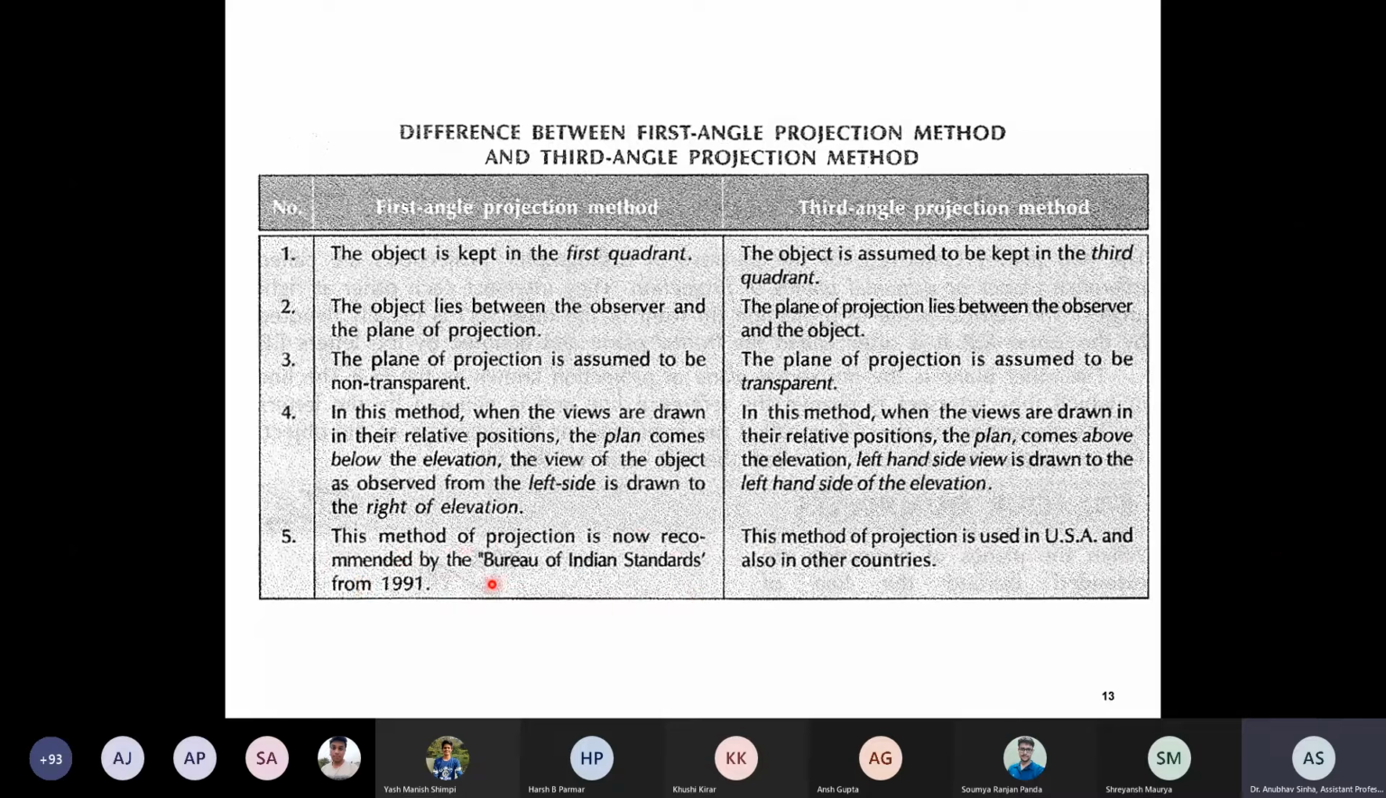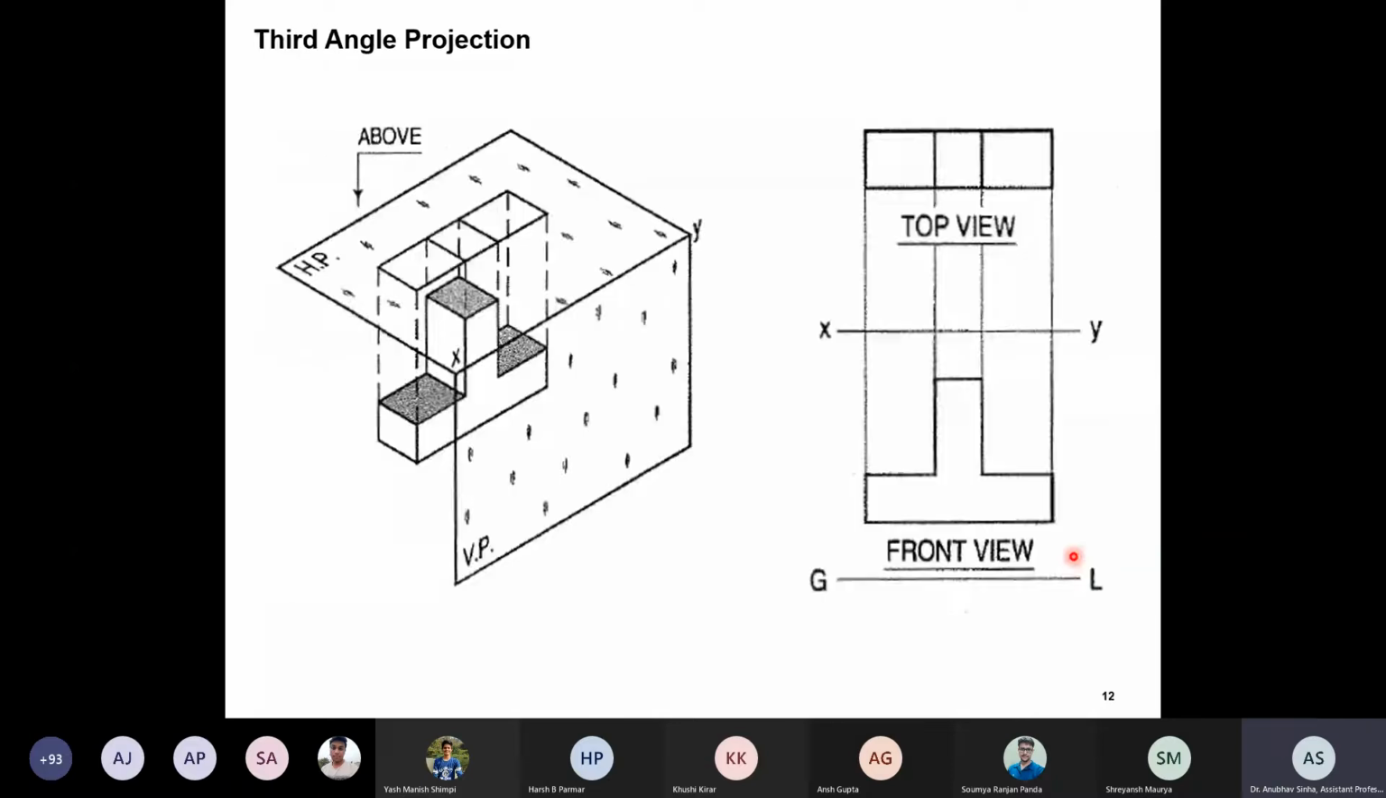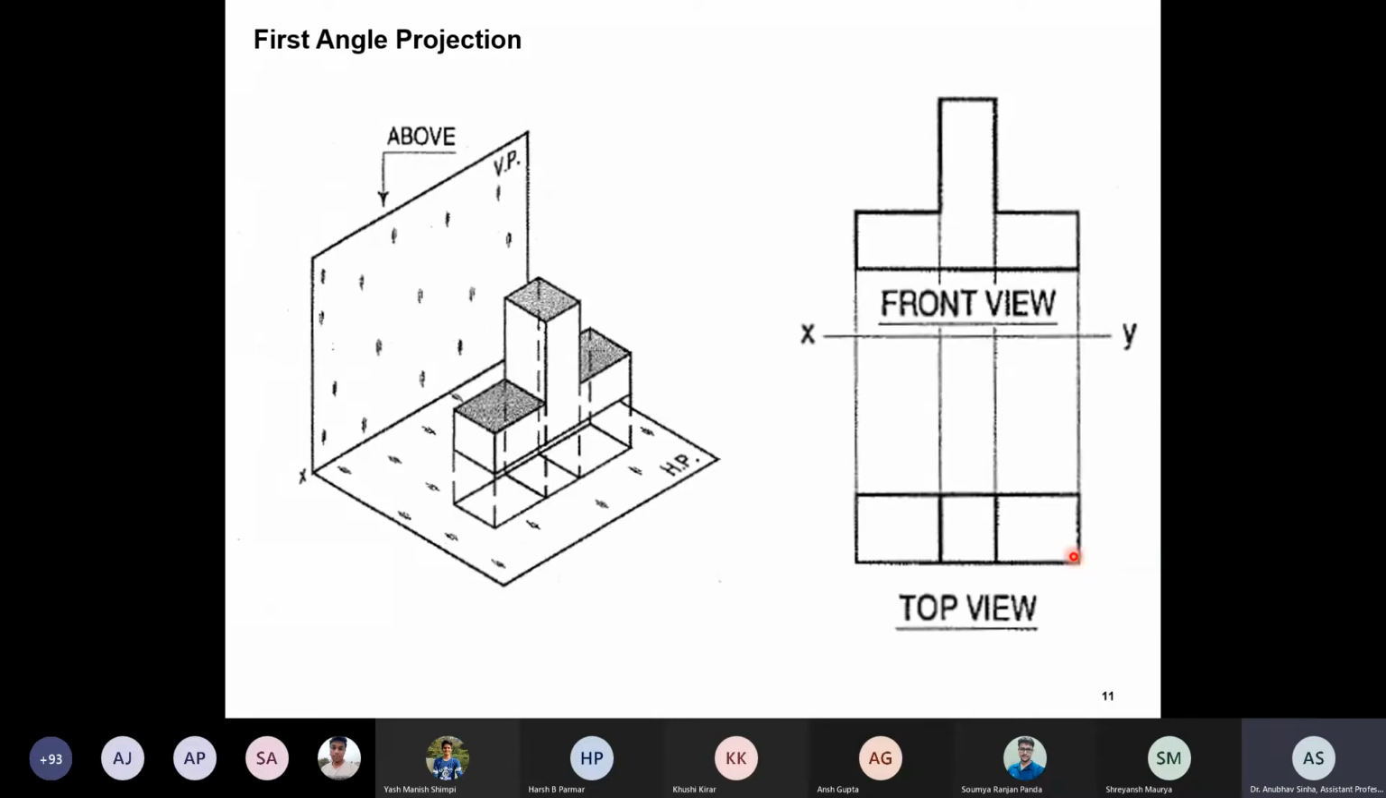This is basically recommended by BIS, and the third angle is used in the US. So there are also a few other countries. So this I hope is clear. I'm just going through these slides once more.